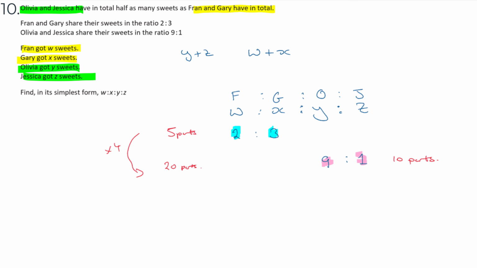Okay, so that means if I multiply the ratio of 2 to 3, I'm going to get the ratio of 8 to 12. Now that should then match with the other two, because now we're in the ratio of 10 parts to 20 parts, which is twice as many for Fran and Gary as Olivia and Jessica got. Okay, so this then should be the complete ratio: Fran, Gary, Olivia, Jessica, 8, 12, 9 and 1. So finding its simplest form, W, X, Y and Z, I think that's it, isn't it? Okay, can I simplify it down? I can't, because I've got a 1 on the end there, so I'm not going to be able to simplify it any more than it already is. Okay, so that is the final form: 8 to 12 to 9 to 1.